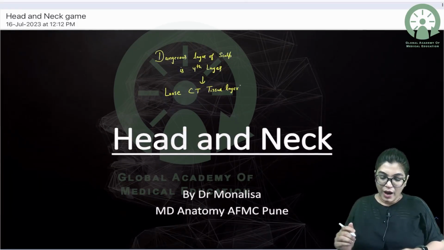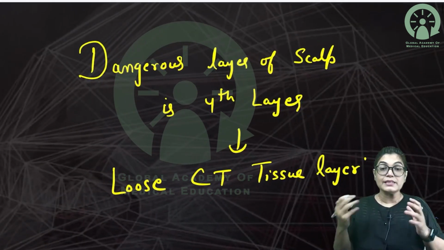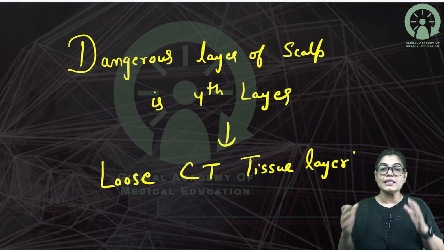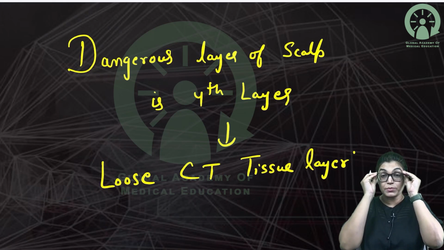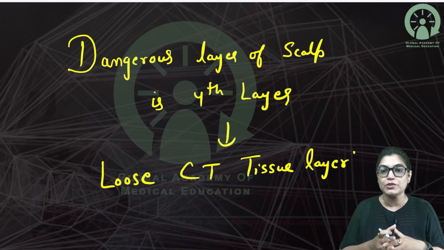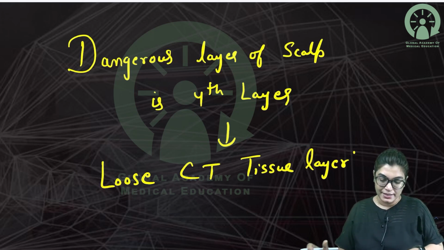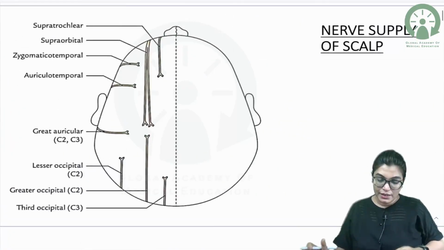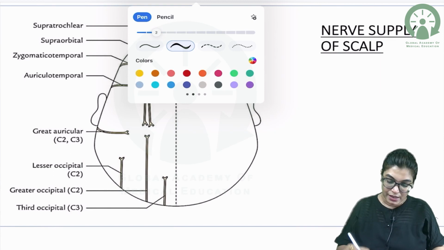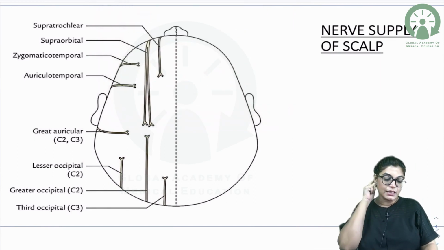Now, why? The reason is it contains emissary veins, and these emissary veins form communication between the veins of the scalp and the dural venous sinuses. Now here in this diagram you can see the nerves of the scalp.